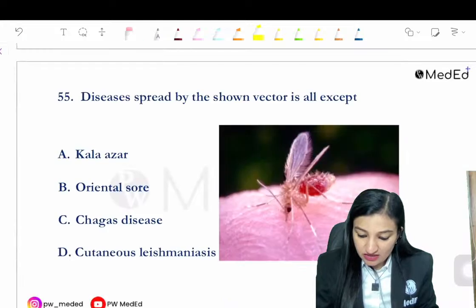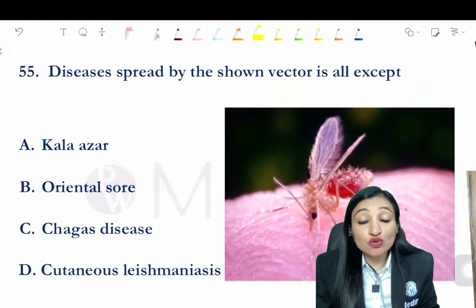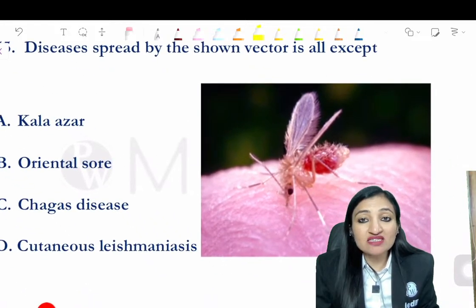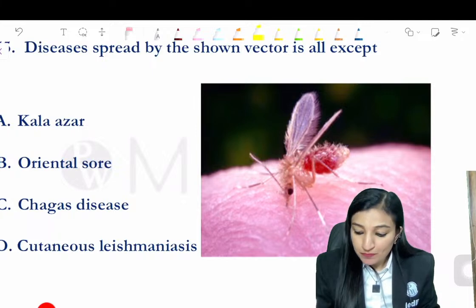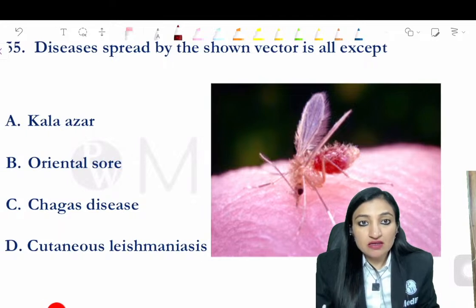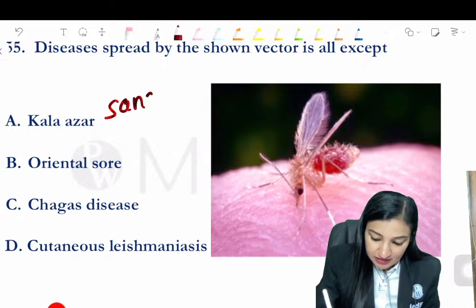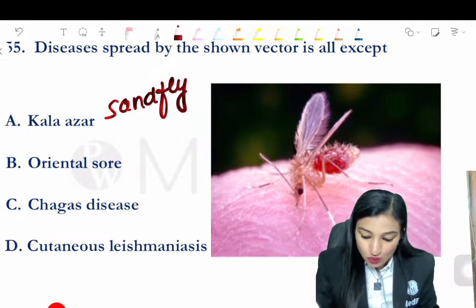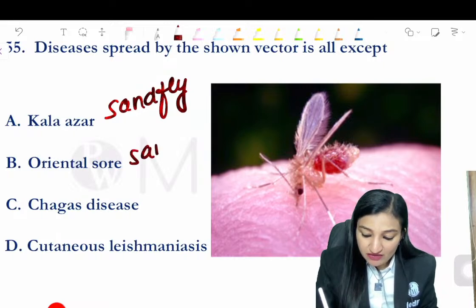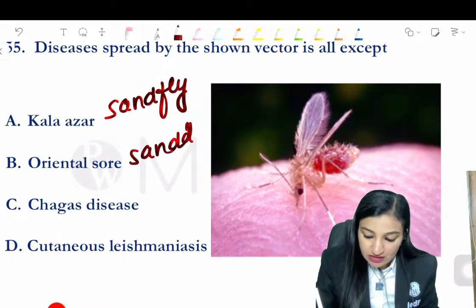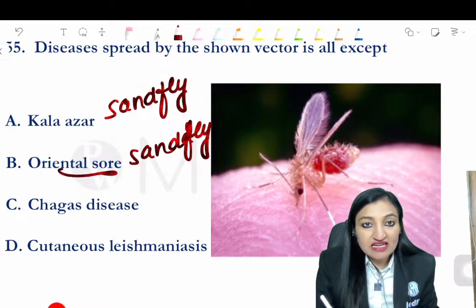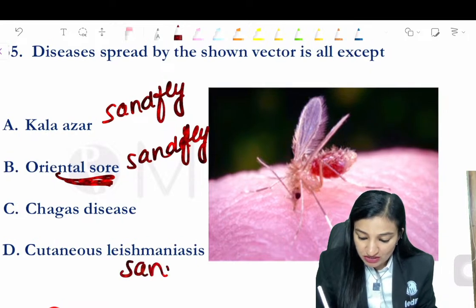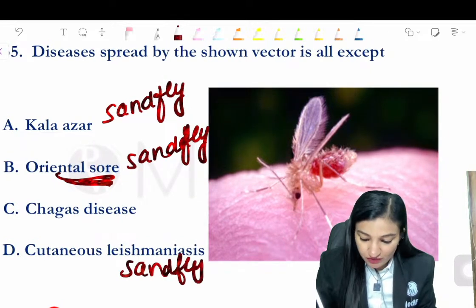Okay, guys, next. The diseases spread by the shown vector are all except. What is this vector, by the way? So the options are Kala-azar. Kala-azar is transmitted by sandfly. Oriental sore, again by sandfly, also known as Delhi boil or Baghdad boil, a kind of cutaneous leishmaniasis. Again, option D, same thing, only they have written different words, sandfly.